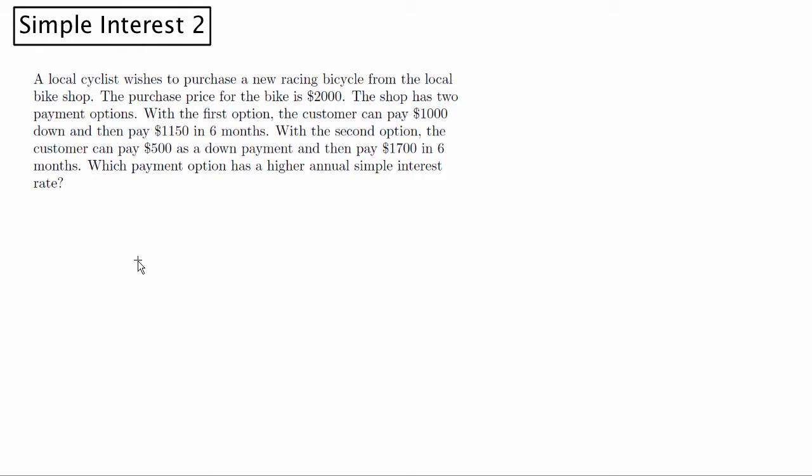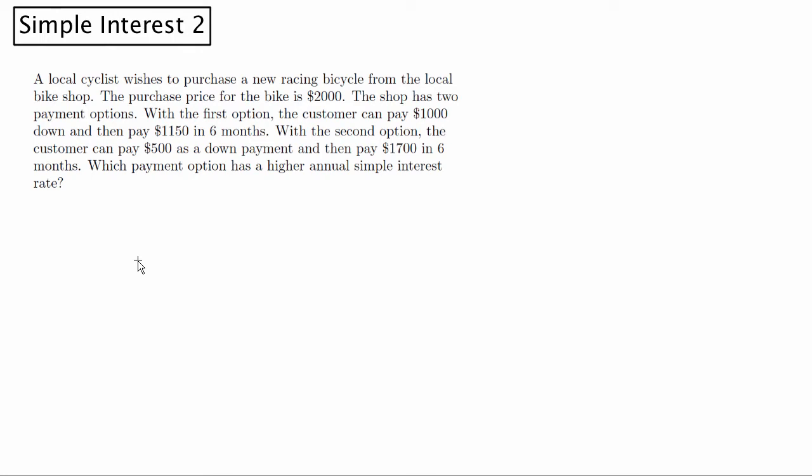Oftentimes, figuring out the rate that you're being charged is a good way of figuring out which of two different options is a better option to go with. And so we're going to illustrate that in this particular problem. So we're looking at buying a bike, and the purchase price for the bike is $2,000. We don't have $2,000 on us, but the shop that we're buying it from is going to let us do a layaway or an installment plan.